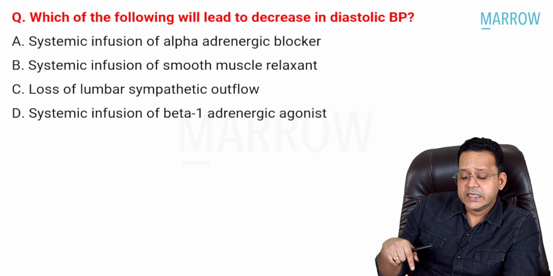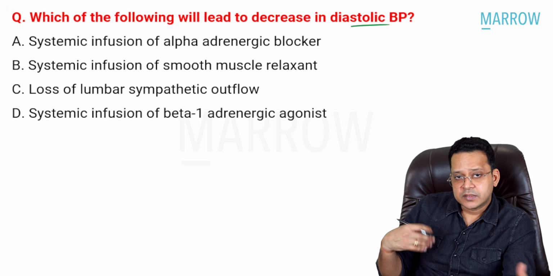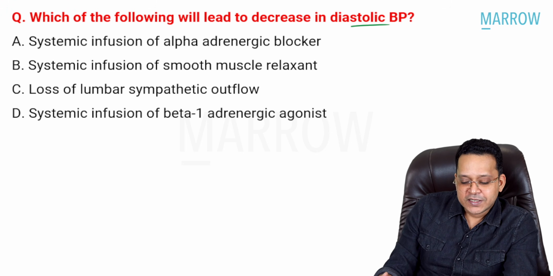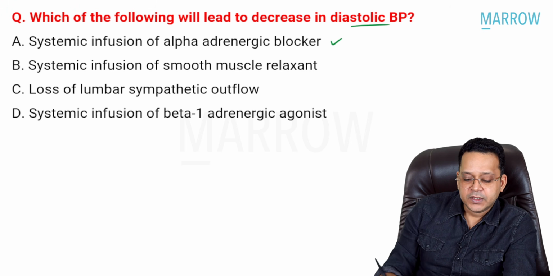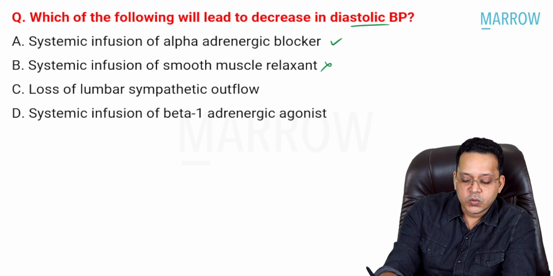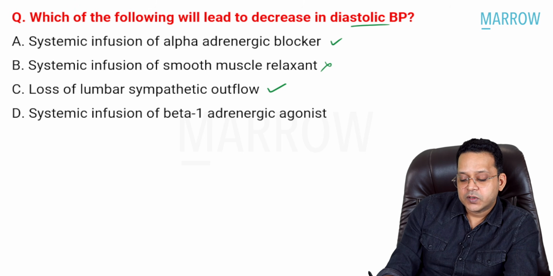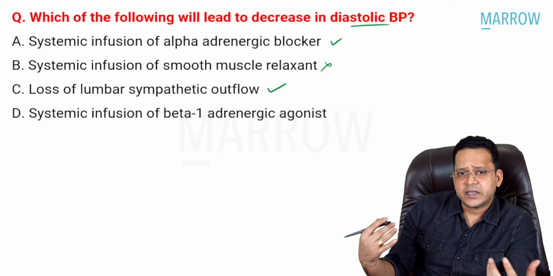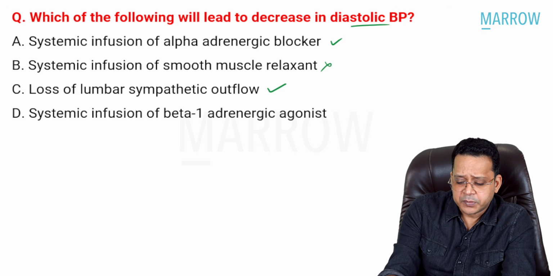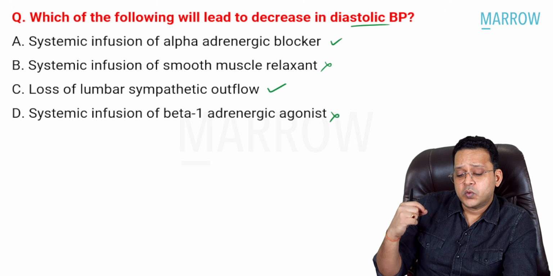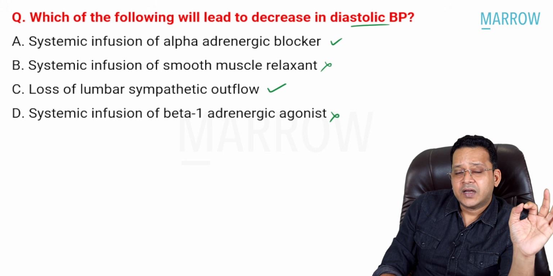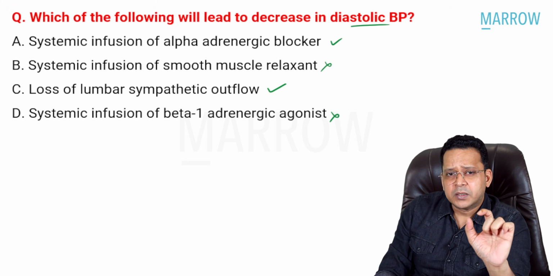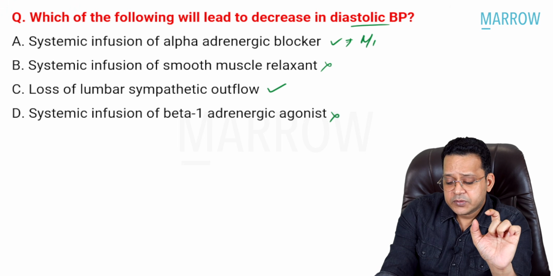All right, which of the following will lead to decrease in diastolic blood pressure? There is some physiology here. Systemic infusion of alpha blocker, right? This can be a possible answer. Let us see. Systemic infusion of smooth muscle relaxant, no. Loss of lumbar sympathetic outflow, yes, it can cause. And systemic infusion of beta-1 adrenergic agonist would rather increase cardiac contraction output. It has nothing to do with diastolic blood pressure, because diastolic blood pressure is much more related to the vascular tone, right? Now see, whenever I give an alpha blocker, they decrease diastolic blood pressure, but the decrease is minimal.